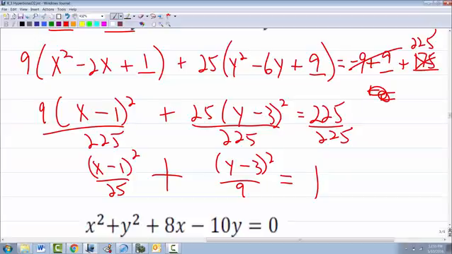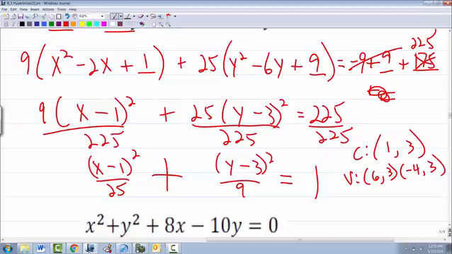Center. Everybody, 1, 3. Okay, what's the major axis? The x-axis or the y? X-axis. What's the x-axis move? 5, which way? 5 right is 6, 3. 5 left is negative 4, 3. Those are technically the vertices, which is the endpoints of the major axis. I hate that term for ellipses.